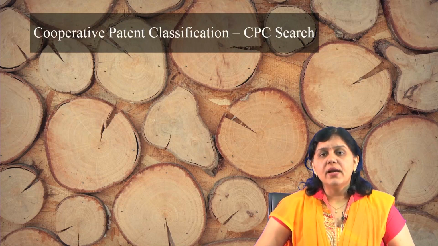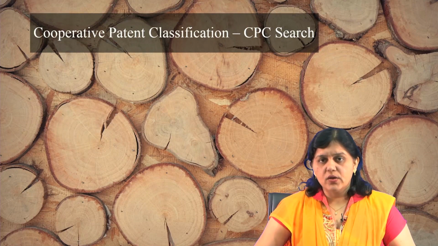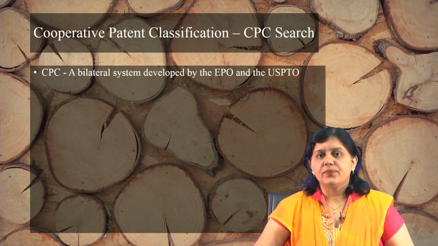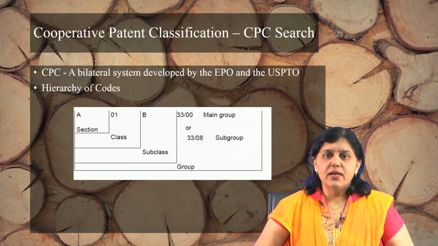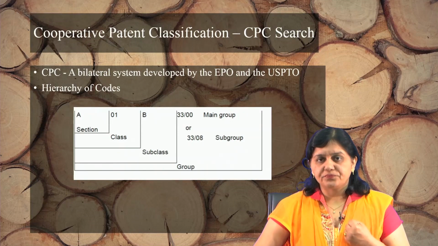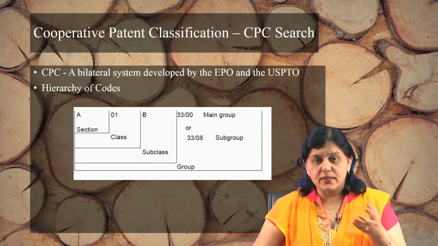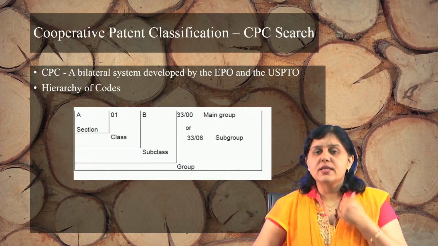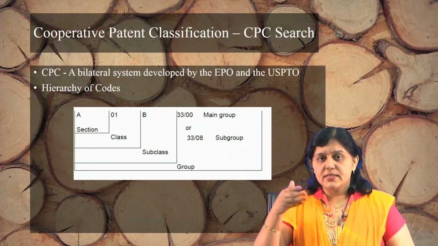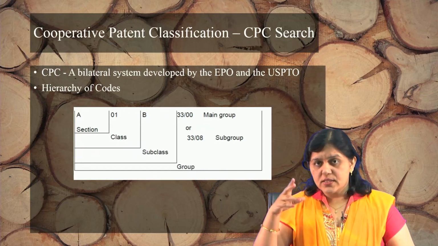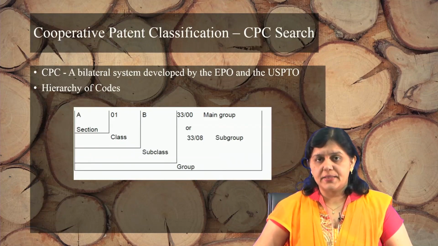Now, when we are talking about this Cooperative Patent Classification, you can see the hierarchy is in this way. Here the hierarchy shows that there is a section, then further classification as a class, subclass, then group. So you can just watch this hierarchy. This is the CPC and its hierarchy.